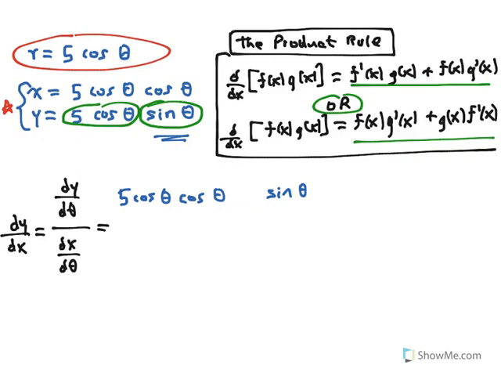So we will have minus 5 times sine squared theta. So that is dy d theta. Of course, we can write the numerator cosine theta times cosine theta as cosine squared theta. And that's what we have for dy d theta.